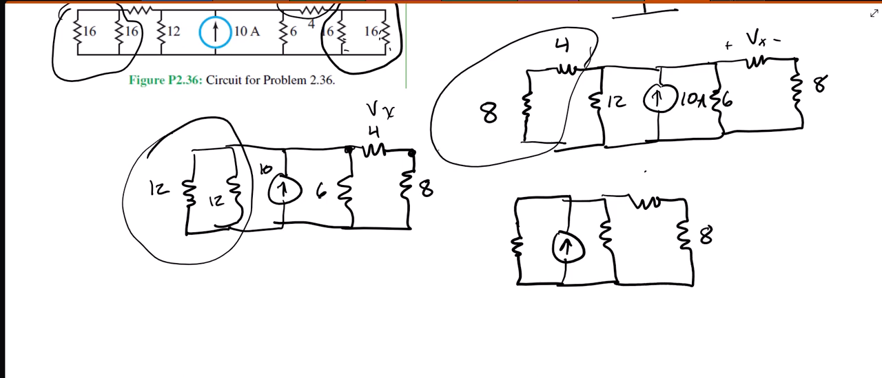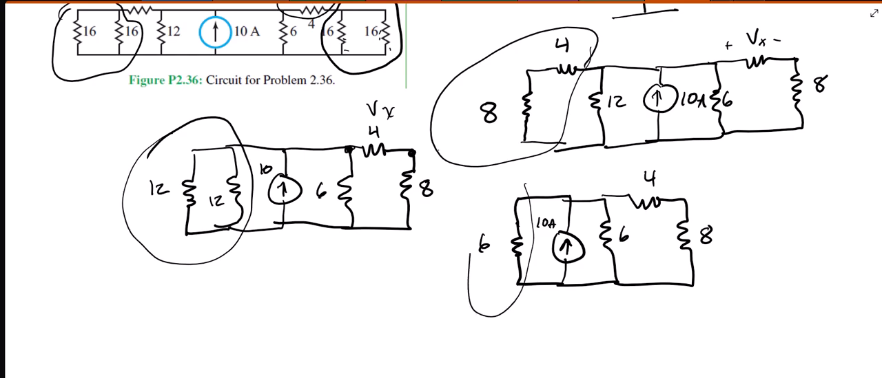Okay, now I see that I have two 6 ohm resistors in parallel. You might not see that they're in parallel because you'd say, well, what about that current source in between them? It doesn't matter because the current source is also in parallel. They're all three in parallel, and so it doesn't matter what order we put them in. We can shift them all around. If they're in parallel, they're in parallel. Their actual position doesn't matter.